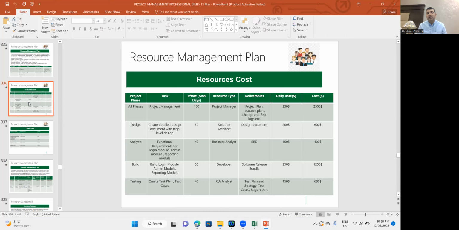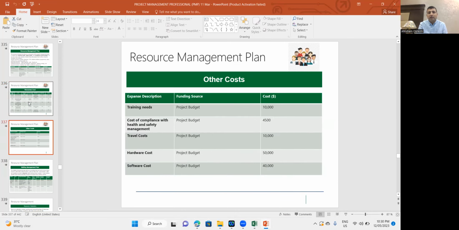If you are hiring a PM, he will provide you the project plan. If you're hiring the solution architect, he will produce the design document. If you're hiring the business analyst, then he will deliver you the BRD. And if you're hiring the developer, he will deliver you the software, right? And QA will deliver you the test plan and the strategies, and the daily rate, and then the overall cost. So that resource cost is part of your resource management plan. Other costs are also there.